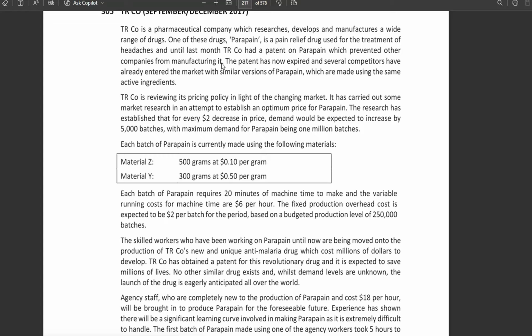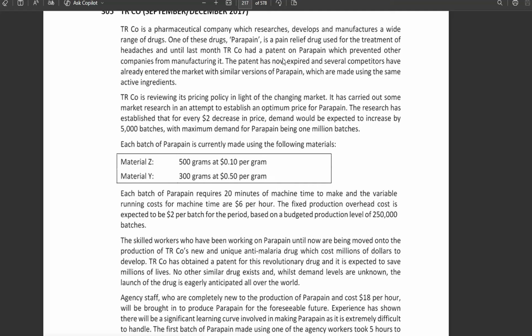So basically TR Company is a pharmaceutical company which does research as well as develops and manufactures, if that research goes successfully, a wide range of drugs. One of the drugs which they have researched, developed and manufactured is Parapain, a kind of painkiller used for the treatment of headache. And until last month TR Company had a patent on Parapain which prevented other companies from manufacturing it.